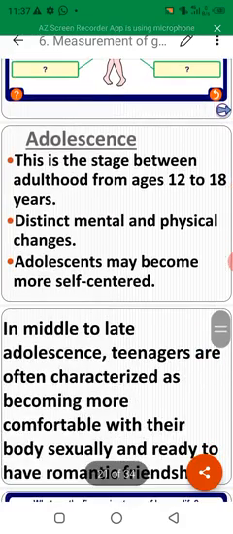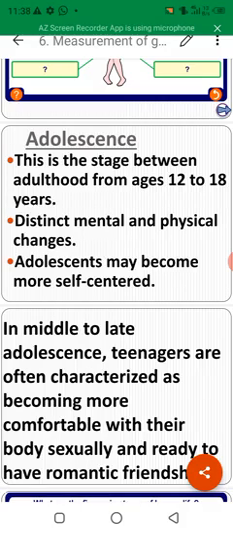Then adolescence. This is the stage between childhood and adulthood, from age 12 to 18 years. These are the teen years, when distinct mental and physical changes occur.